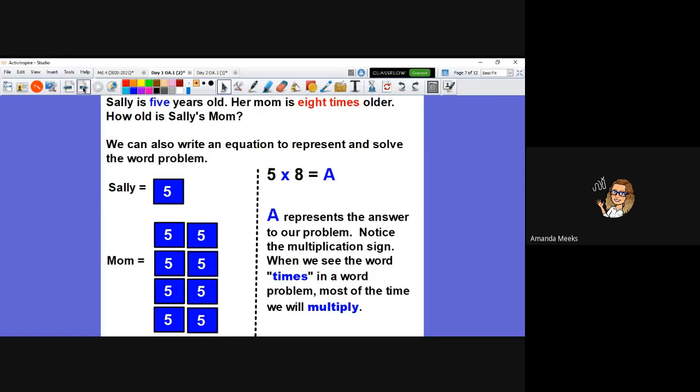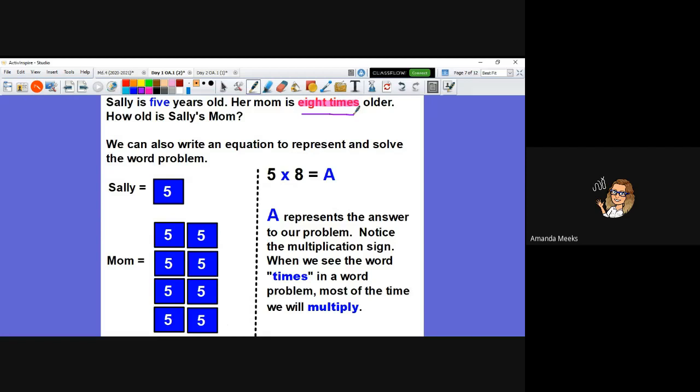We can also represent it as a multiplication problem. This key word right here, 8 times, is telling you that in this case, it's a multiplication problem. Remember, multiplicative means to multiply. Most of the time when you see the word times, like you do in this problem right here, it means you're going to multiply.